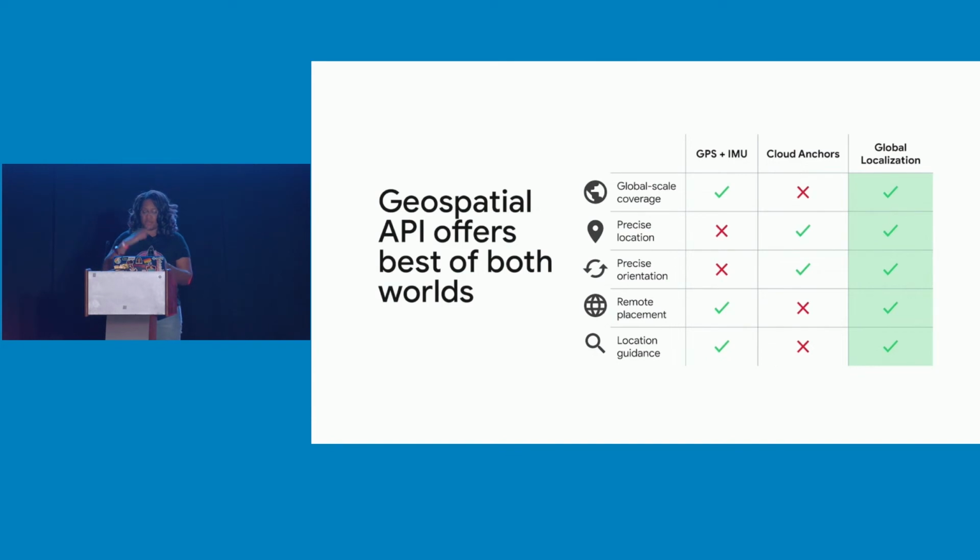And then for cloud anchors, it gives you the accuracy, but again, you can't do this remotely. It's very manual. You have to scan your space. With geospatial, you get the ability to place your objects remotely, but you also get the accuracy that you might expect from cloud anchors.